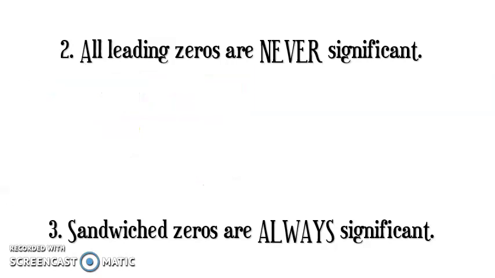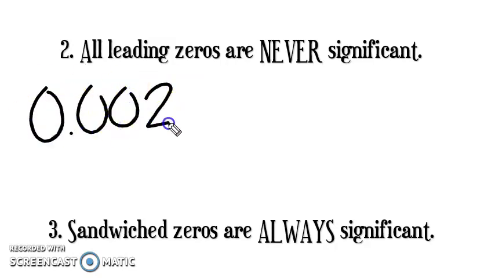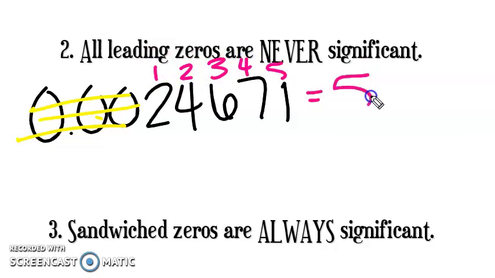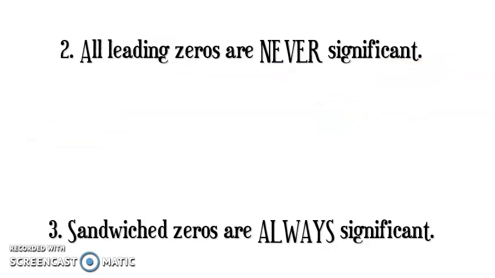Okay? Let's say we had the number 0.0024671. Again, our last example on this, these zeros are not significant. Does not mean we can just drop them, okay, because they are placeholders, but it does mean that they're not going to count towards our significant figure count. So we're going to have 1, 2, 3, 4, 5 sig figs, okay?